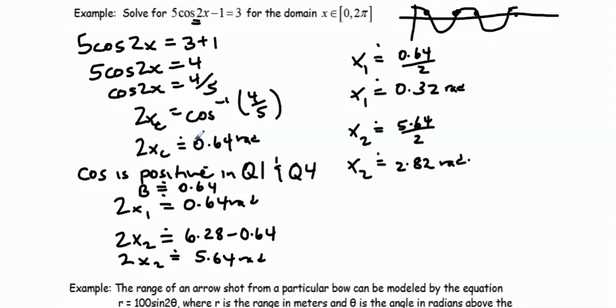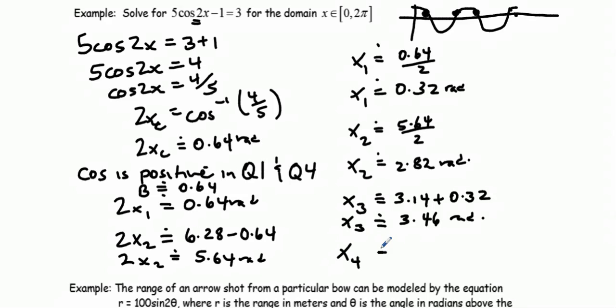I need to get the next 2, and I'm going to use the idea of coterminal angles now. I know that there is an angle that is coterminal to x1. This one and this one are coterminal. See, they occur in the same spot for the cosine curve. So all I have to do to get x3 is add the period of this graph to this to get this one. The period of my graph here, because I had a 2 cos 2x, is pi. So x3 is 3.14 plus 0.32, so x3 is approximately equal to 3.46 rad. And to get x4, I'm going to do exactly the same thing, except I'm going to take this one, 2.82, and add 3.14 to it. So x4 is approximately equal to 5.96 rad.